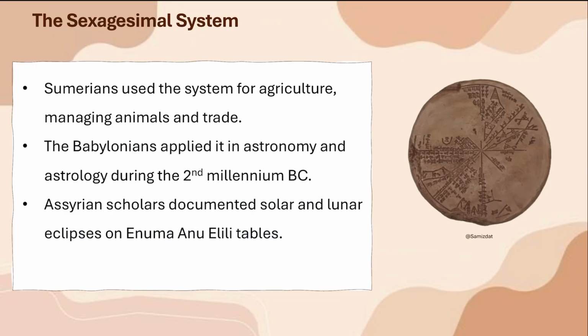The Sumerians initially used this system for agriculture and trade. The Babylonians, however, were the first to apply it in astronomy and astrology during the 2nd millennium BC, when Assyrian scholars documented the solar and lunar eclipses on Enuma and Enlil tablets and observed celestial movements to measure time.